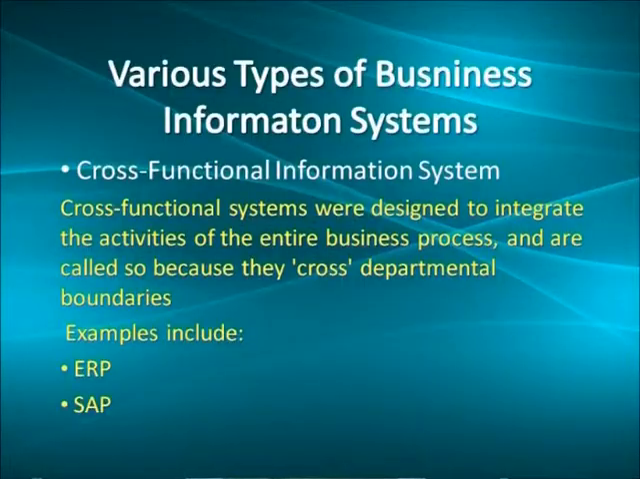Now coming to my next question, what are the various types of business information systems? Please tell us. There are also information systems being used for enterprise collaboration. There are cross-function information systems like ERP and SAP. These cross-function information systems are designed to integrate the activities of the entire business process. By that I mean there are so many things being carried out in one business, but they are integrated in one software.